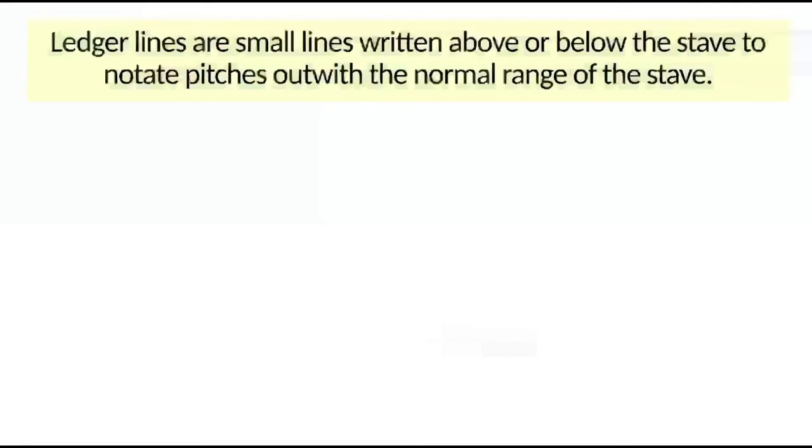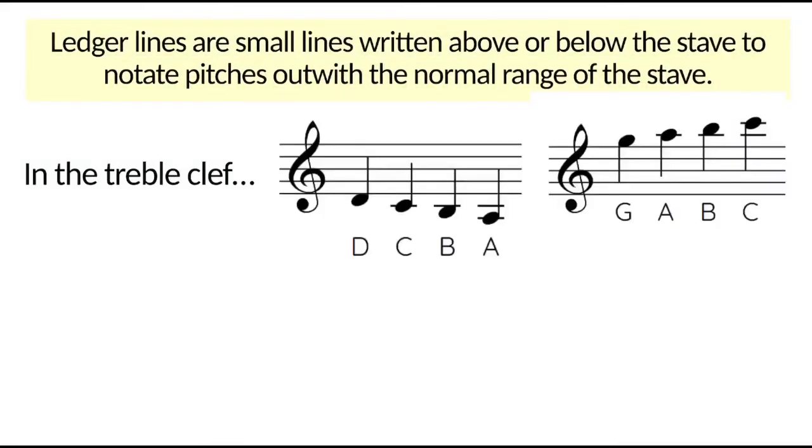Ledger lines, as you know, are small lines written above or below the stave to notate pitches outwith the normal range of the stave. So, for example, in the treble clef, the lowest line, as you know, is E. If we want to write a note lower than E, we just carry on going down. There's a D, there's the C. If you imagine this is a sixth line, if you like, there, but we shorten it to accommodate the note if we need it. So this is a C.